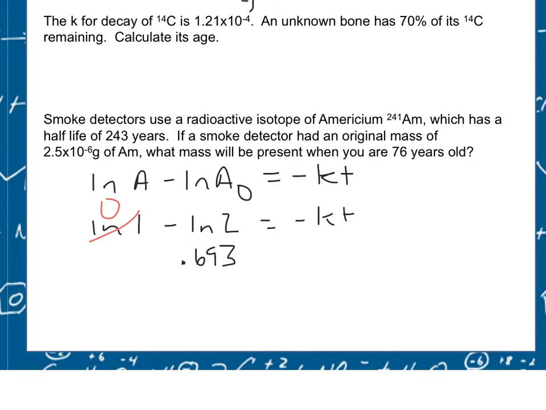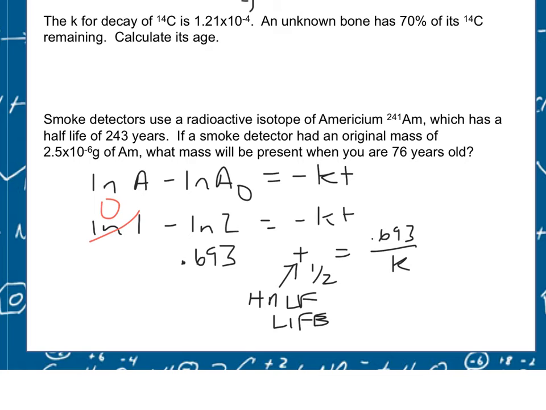And then natural log of 2 is approximately 0.693. So the AP formula sheet has this equation, T1/2 equals 0.693 divided by K. So if they give you a half-life, and that's what this is, this is your way to turn it into K.